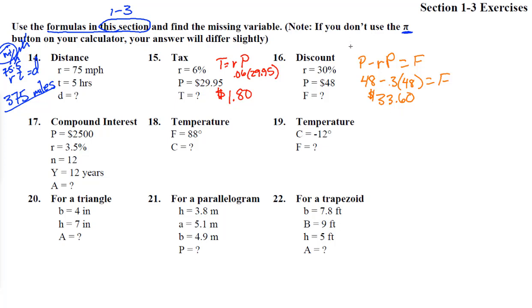So if you had something at $48 and had a 30% discount, that's what you would end up paying. Notice that this is also the same as we could have done by the distributive property. This is the same thing, and that's just 0.7 times 48.